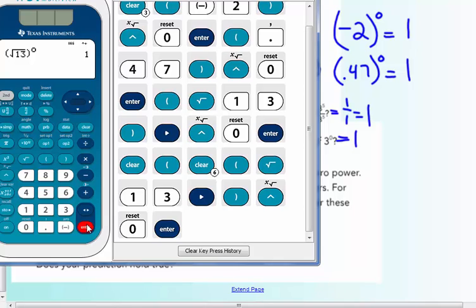If it says syntax error, you put something in the calculator wrong. That's you, the person, doing something wrong. An irrational base like 13 raised to the 0 power equals 1.